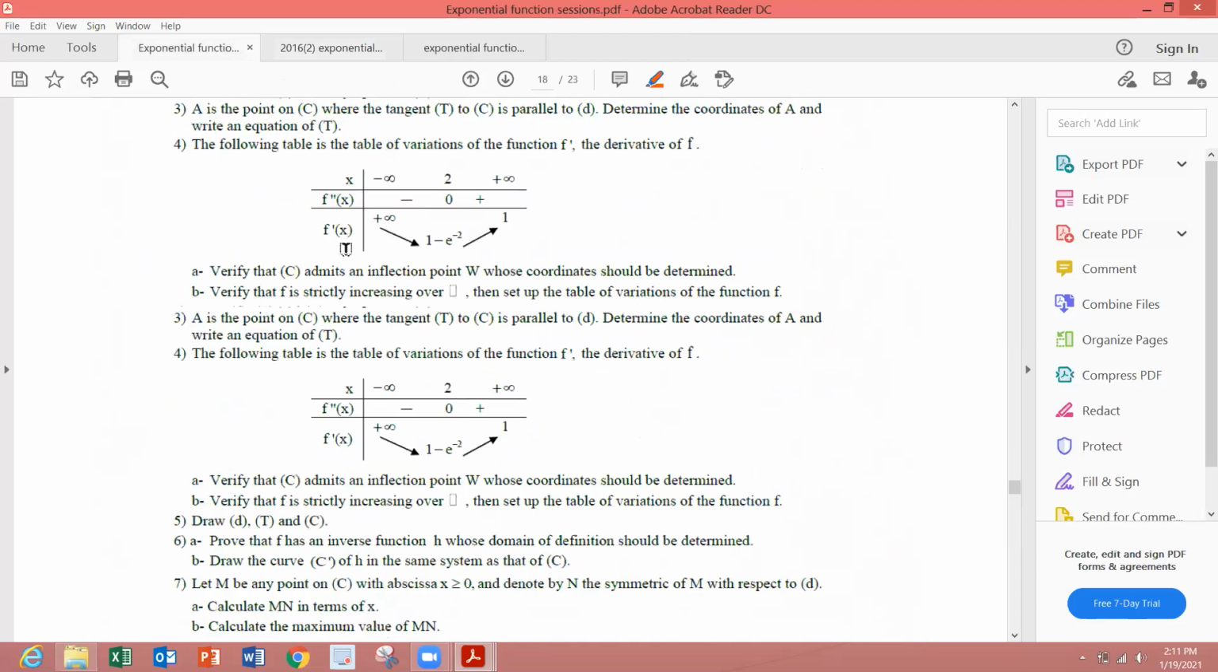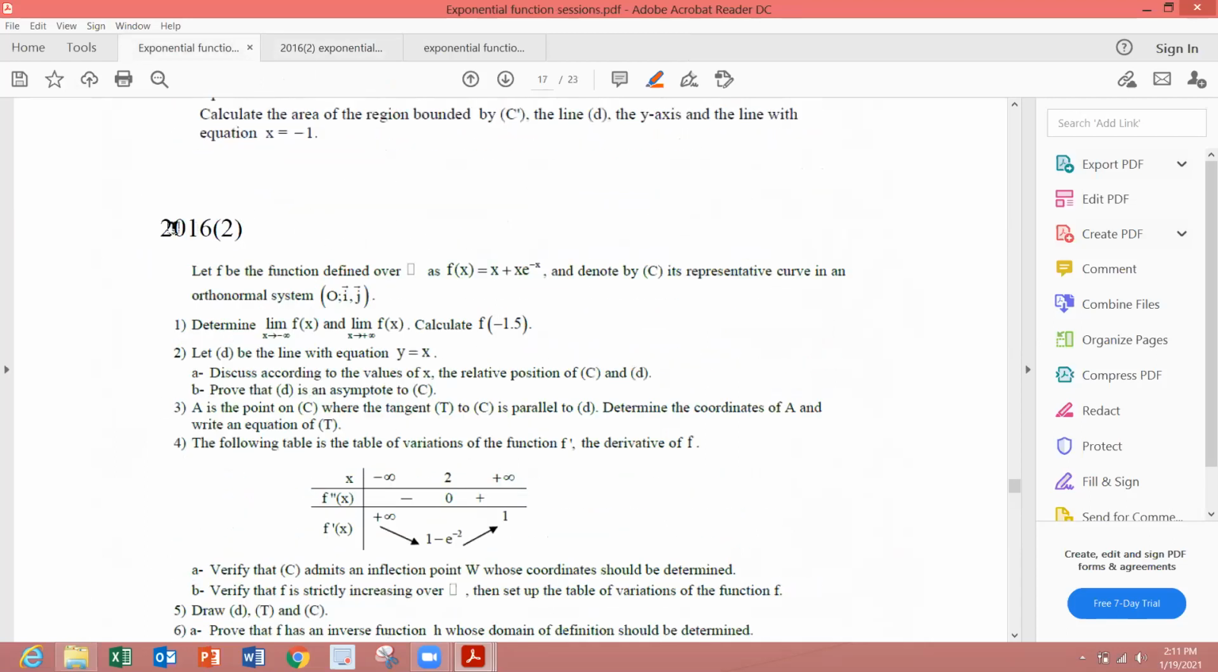Now 2016, second chance. We have a function f defined over R by f(x) equals x plus x e to the minus x, and C is its curve. Calculate the limit as x tends to minus infinity, as x tends to plus infinity, and f of minus 1.5.